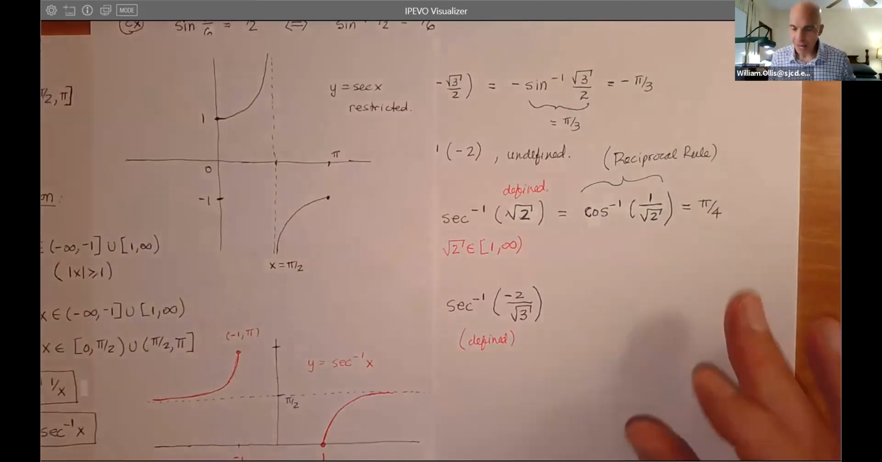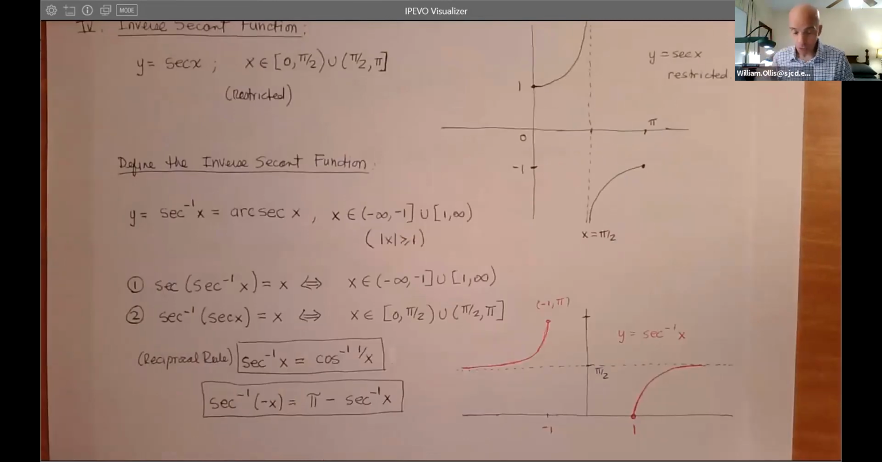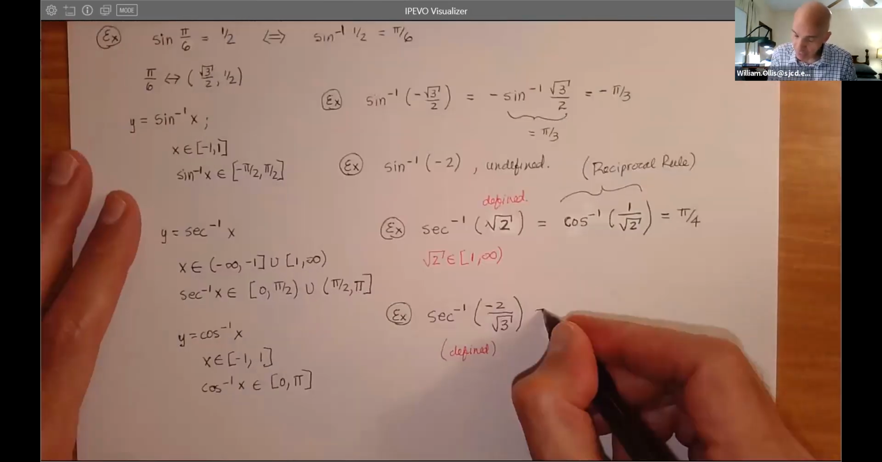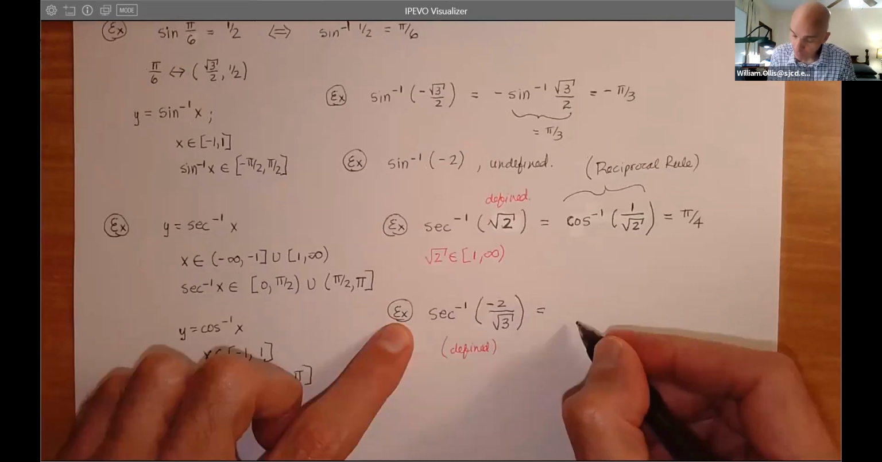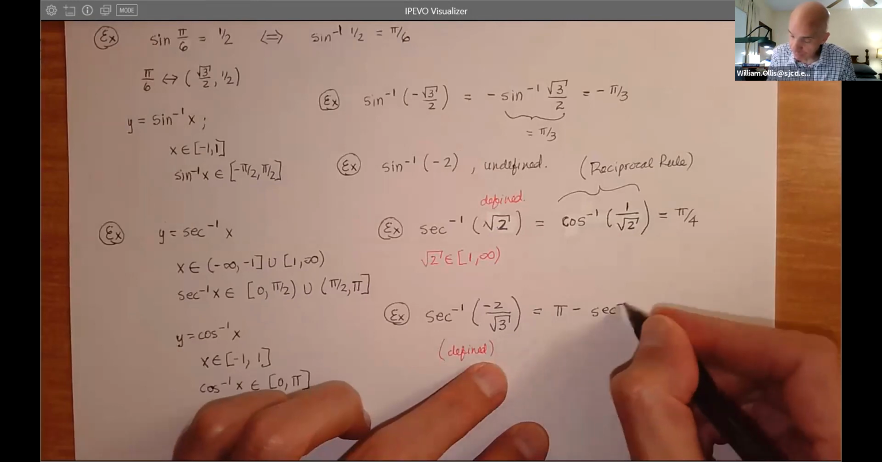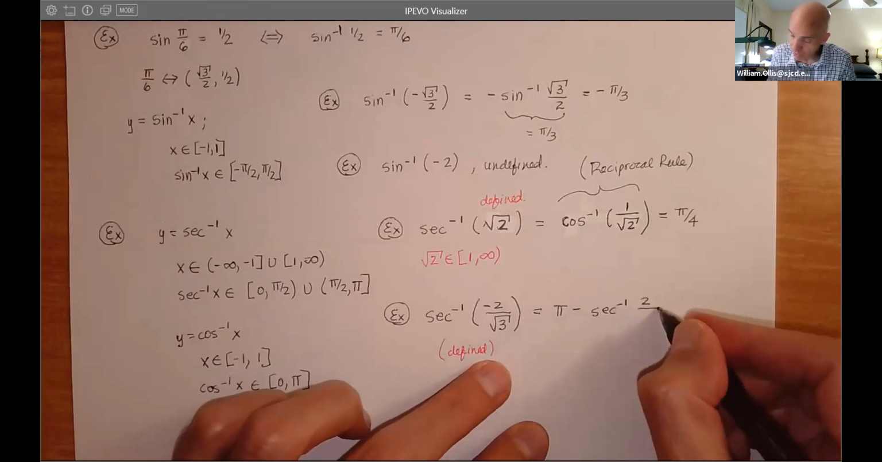So remember, when we defined the inverse secant, I gave you a way to deal with the negative arguments, which will make your life easier. So now if we have the inverse secant of a negative argument, we can actually do this, or then just pass it along to the inverse cosine, whichever. So we'll just go ahead and use this one. So now the inverse secant of a negative argument will be pi minus inverse secant of 2 over root 3. That gets rid of the negative.